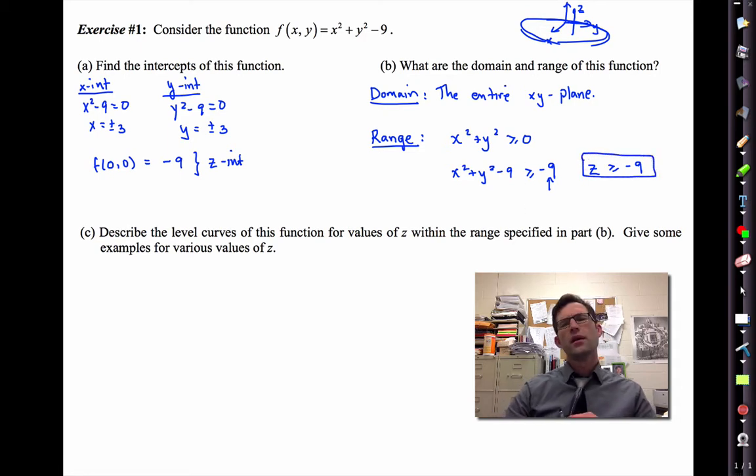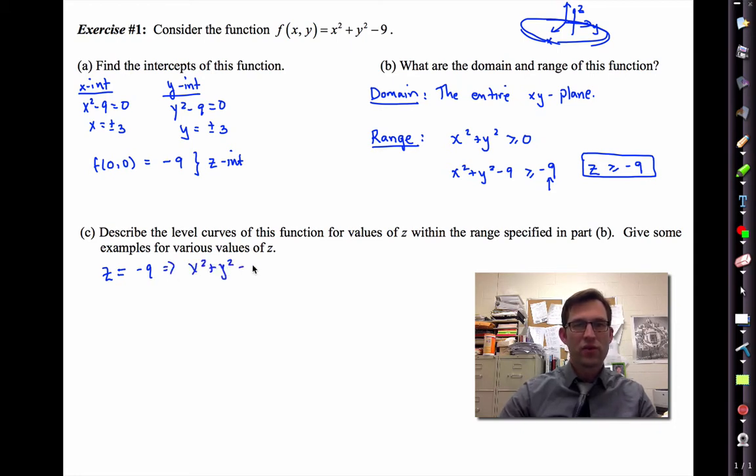All right. Letter C: describe the level curves of this function for values of z within the range specified in part B. Give some examples for various values of z. So let's get a feeling for this. The smallest z can be is negative 9. So this is actually kind of interesting. Let's experiment with this. Let's let z equal negative 9.